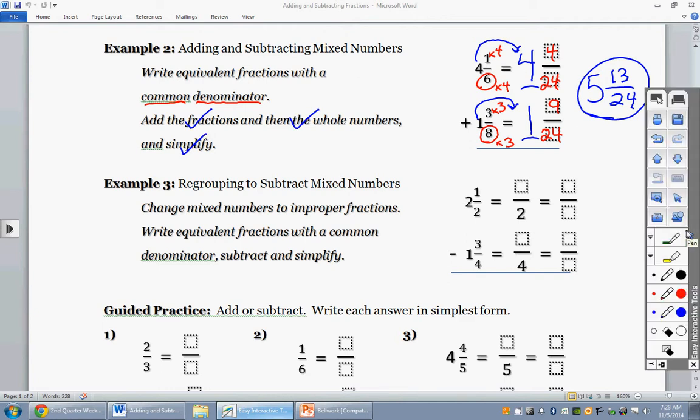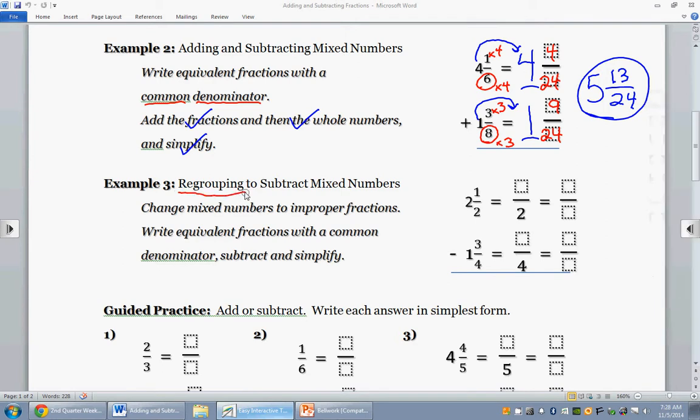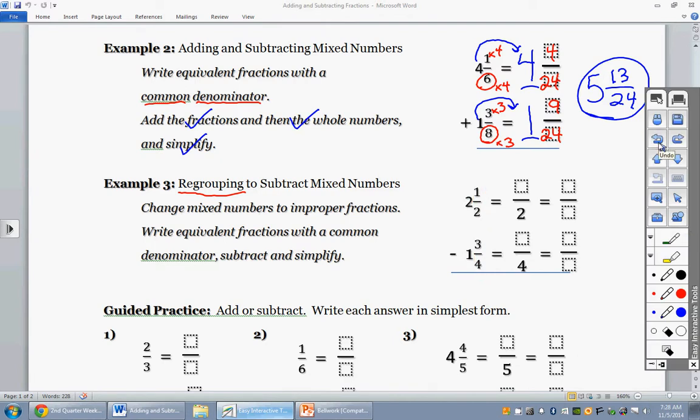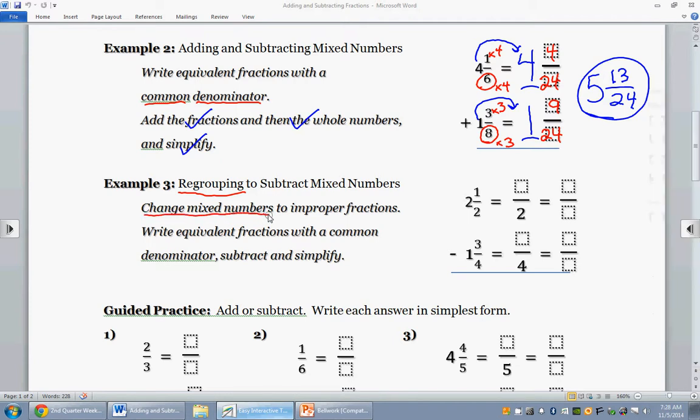Now, sometimes we might have to regroup if we're subtracting. Regrouping is when you have to borrow. And if you notice right away, 3/4 is greater than a half, so we know we're going to have to borrow. So what's easiest to do with these, and we could have done this with the last example, but I decided let's look at a different example, is you change your mixed numbers to improper fractions. Something we've been working on quite a bit lately.